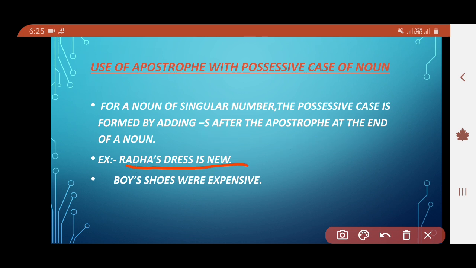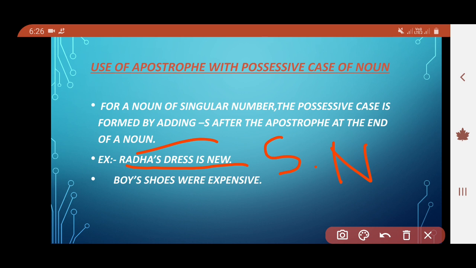Radha's dress is new. Now Radha here is a singular noun, you can see. So in this case we have to make this Radha possessive. Possessive means what I have told you in your last class, a sense of belongingness, possessing something. So here what is Radha possessing? Radha is possessing a dress. In the sentence the possessiveness is about a dress. So in this sentence Radha is a singular noun and we can make this sentence possessive.